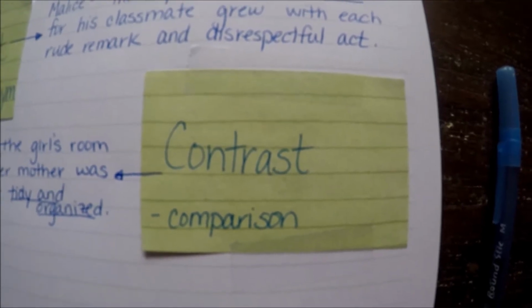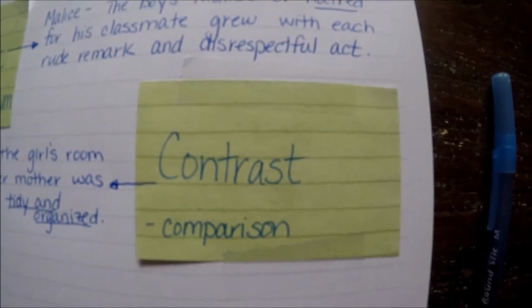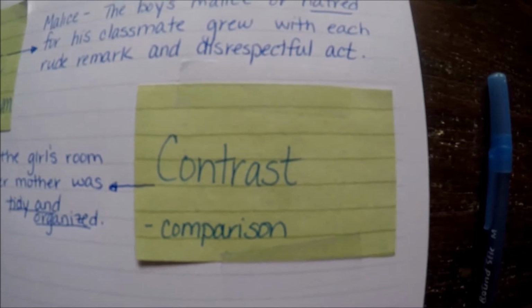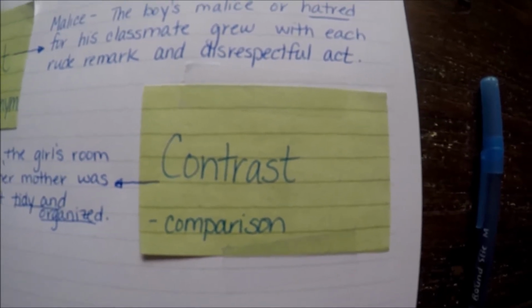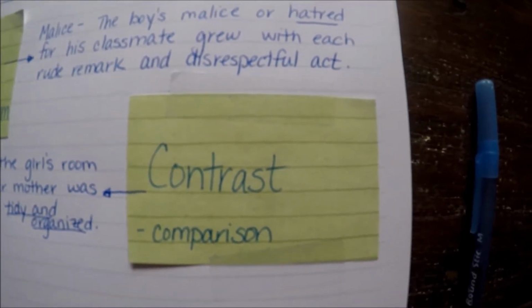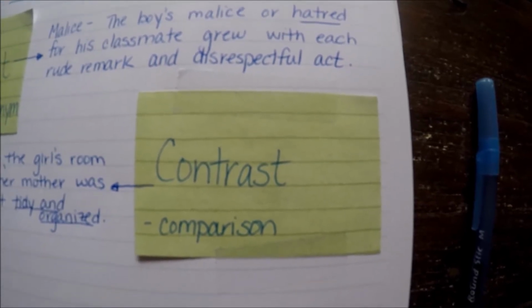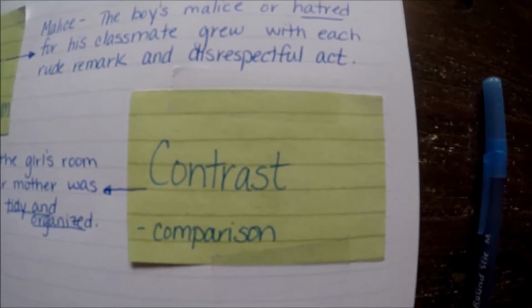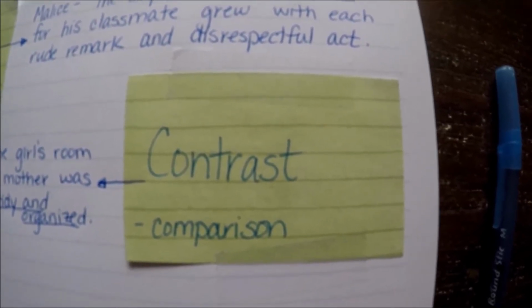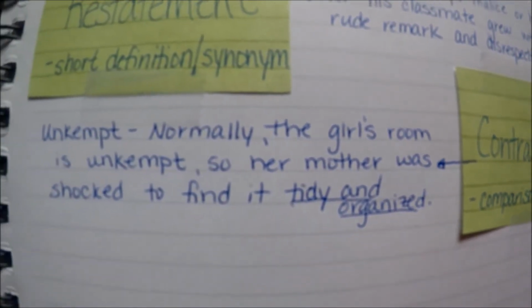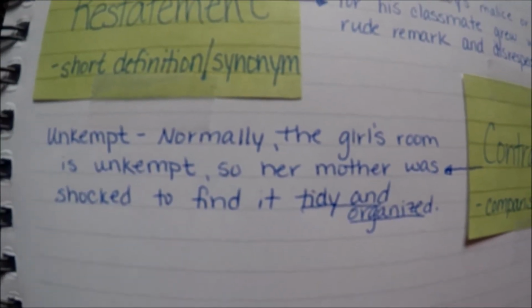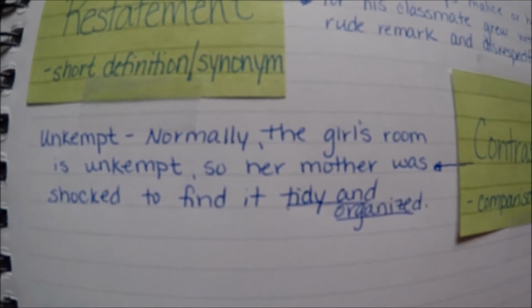Alright, so the next type of context clue is a contrast context clue, and essentially what is done in that type of sentence is there is a comparison made between the vocabulary word and something else, giving the reader an idea of what that vocabulary word means. So if we take a look at a sentence, it might make more sense. The vocabulary word I chose from the list was unkempt.